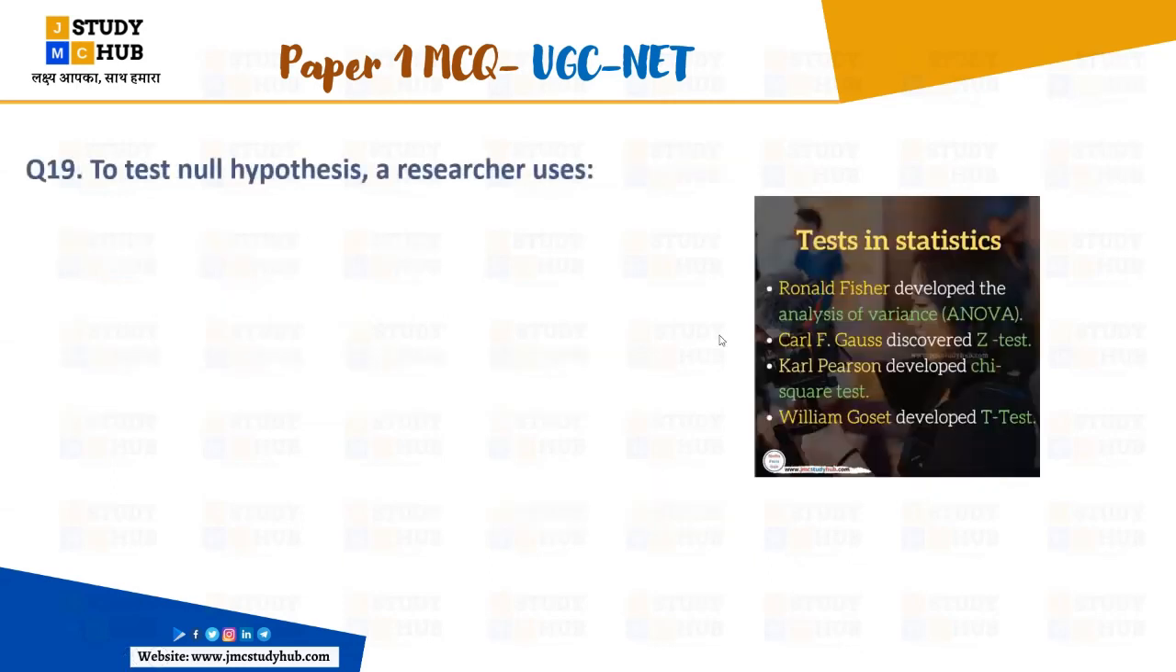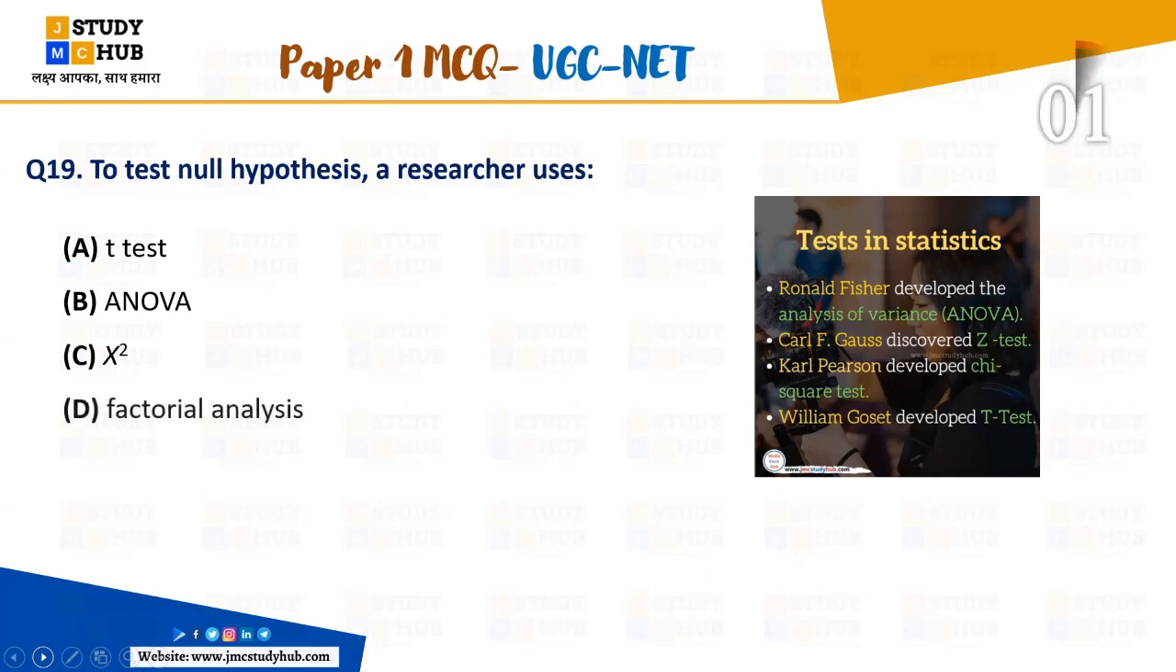Now going to question number 19, please look at the question. To test the null hypothesis a researcher uses. Everybody please answer. It is here: to test the null hypothesis a researcher uses t-test, ANOVA, chi-square, or factor analysis. What do we use to test the null hypothesis? Tell me quickly.